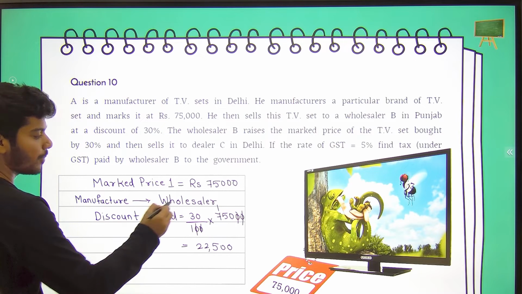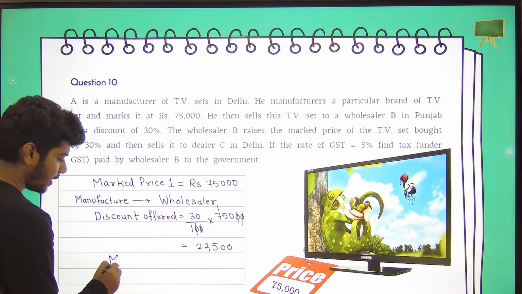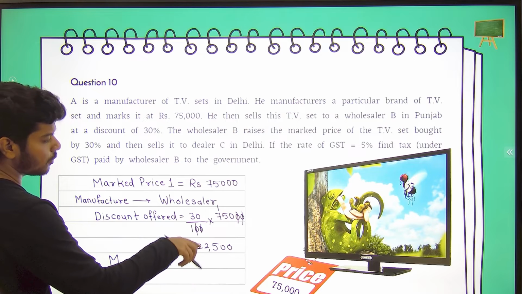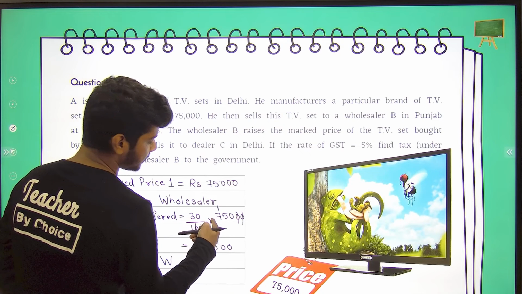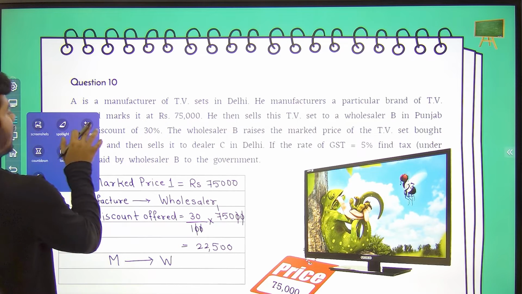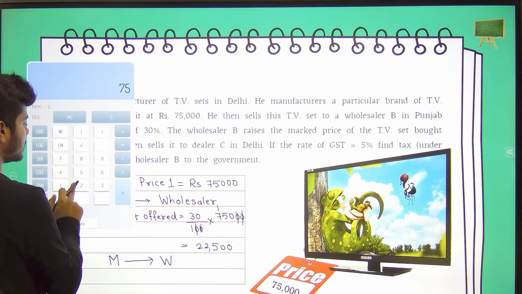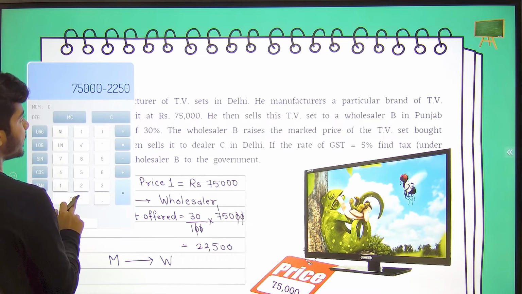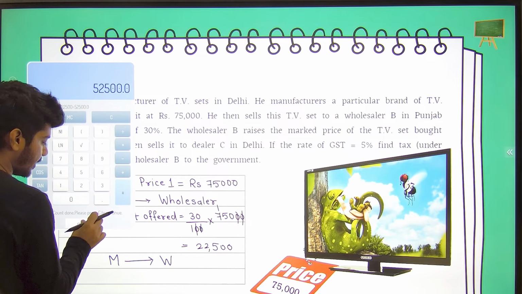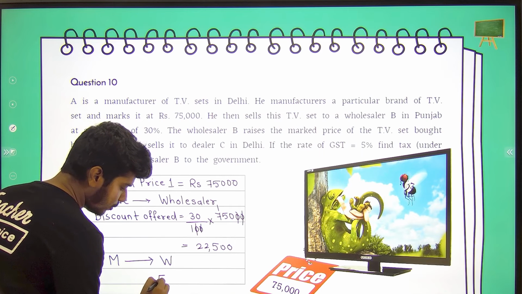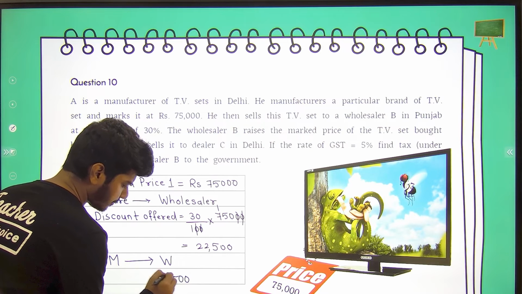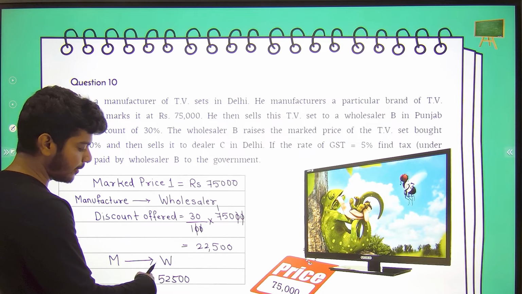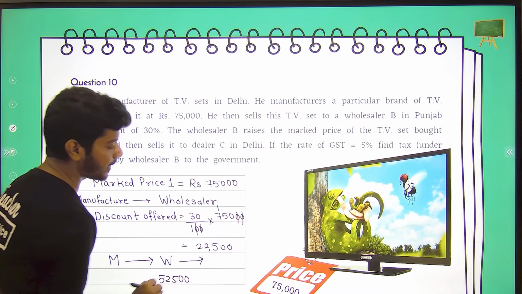I'm writing M for manufacturer and W for wholesaler. M gives to the wholesaler. So what was the price? We'll subtract the discount offered first: 75,000 minus 22,500. This will give me 52,500. So the manufacturer sells to the wholesaler at 52,500. Now let's check what happened further.